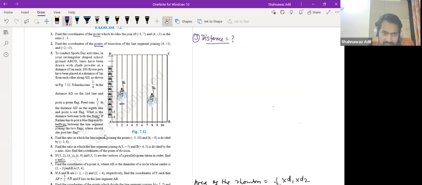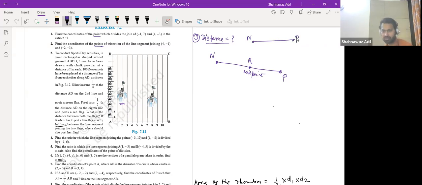So the first question is that we have to calculate the distance. And second is that if Rashmi has to post a blue flag exactly halfway between the line segment joining these two flags, where should she post her flag? So this is Niharika, and this is Preet, and Rashmi is at the midpoint, right? So this is the midpoint. But first, we have to figure out the distance between Niharika and Preet. So what should we use to calculate the distance?